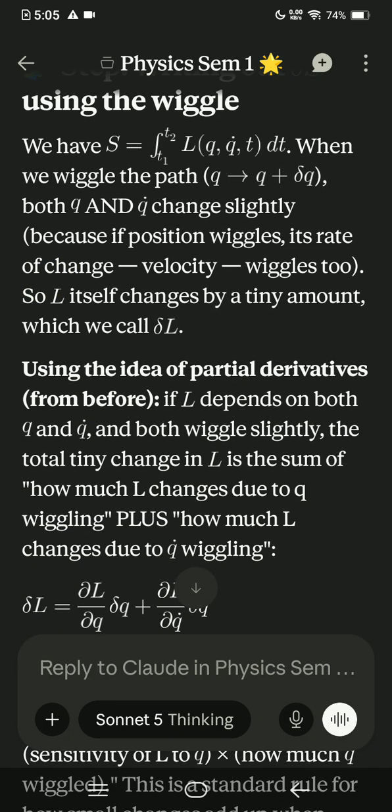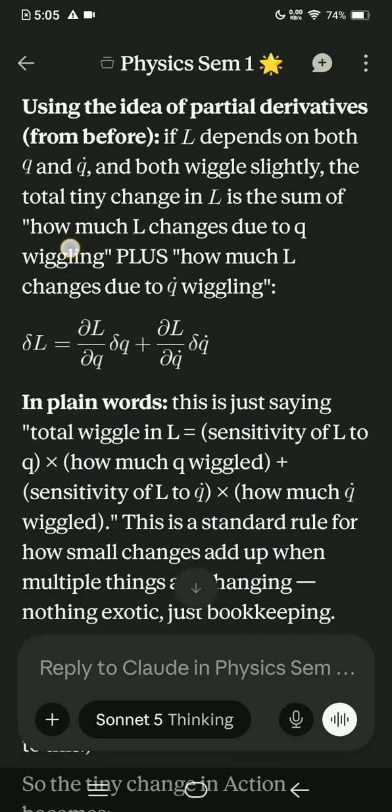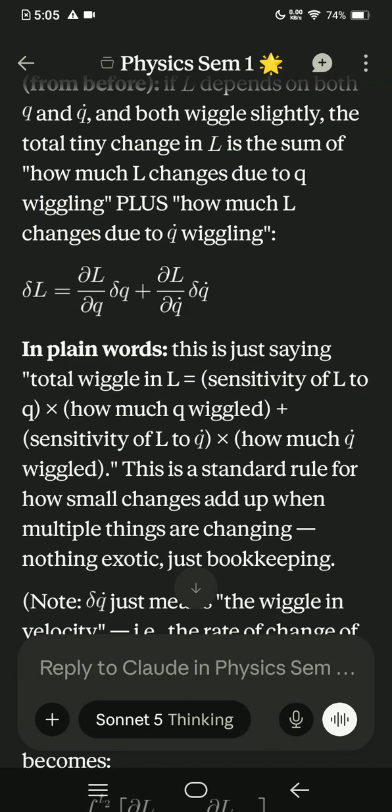Using the idea of partial derivatives from before, if L depends on both q and q dot, and both wiggle slightly, the total tiny change in L is the sum of how much L changes due to q wiggling plus how much L changes due to q dot wiggling. So del L has two parts, del L by del q times del q, and del L by del q dot times del q dot.